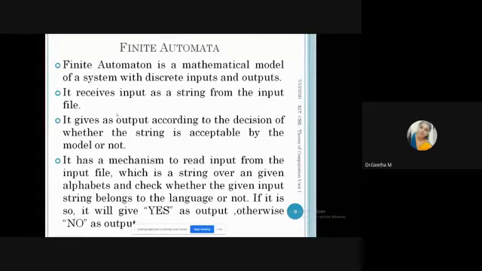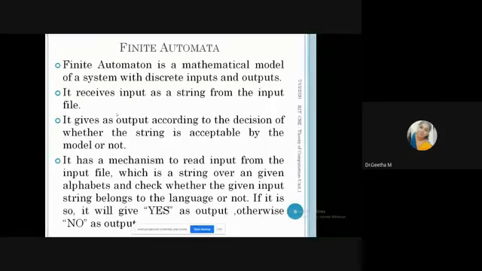Then come to the second line. We have some inputs, and this is the model. It receives input as a string from the input file. So your input is a string here. Then the third point: it gives us output according to the decision of whether the string is acceptable by the model or not. So after processing, this model can say whether the string is acceptable by the model or not.